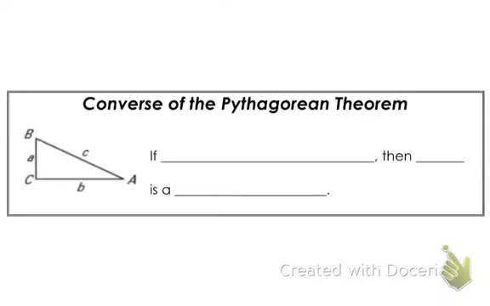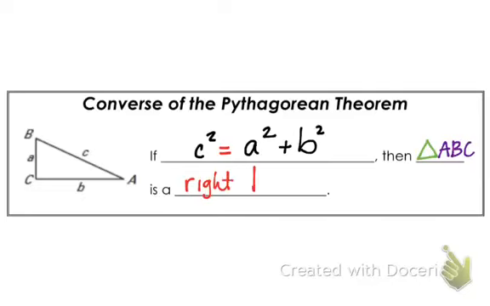Alright, in this video we're going to learn how to use the converse of the Pythagorean theorem. Now the converse of the Pythagorean theorem states that if c squared is actually equal to a squared plus b squared, then triangle ABC is actually a right triangle.